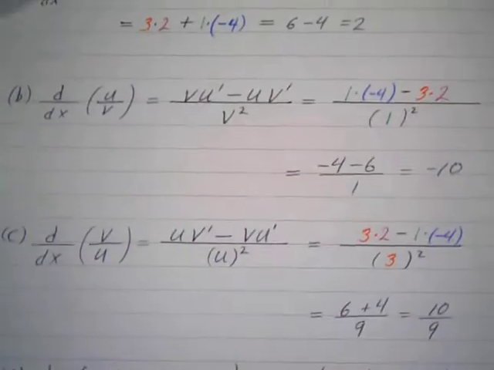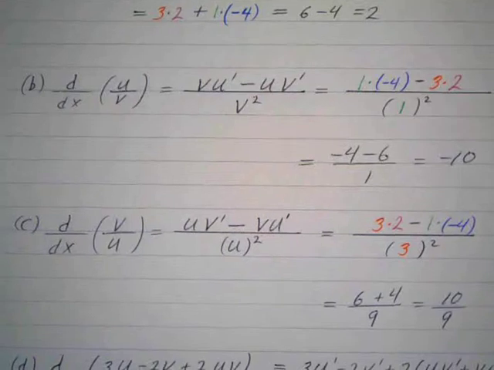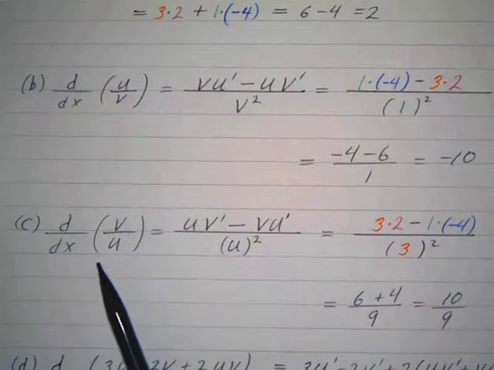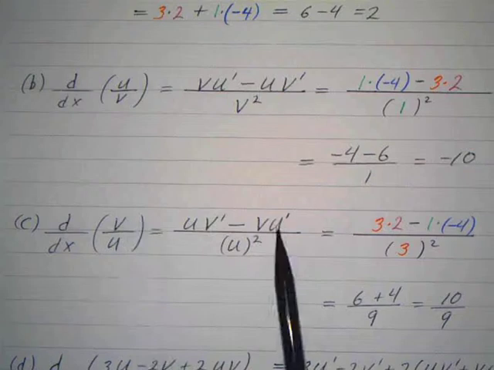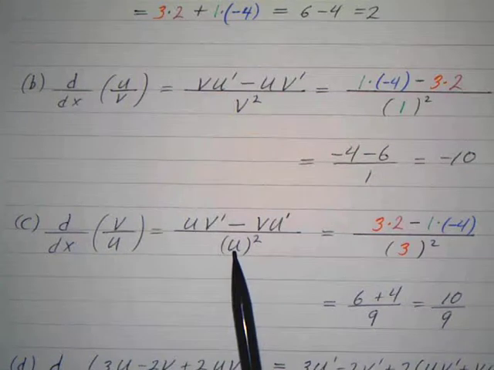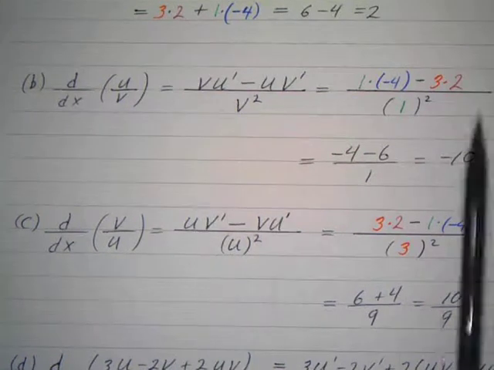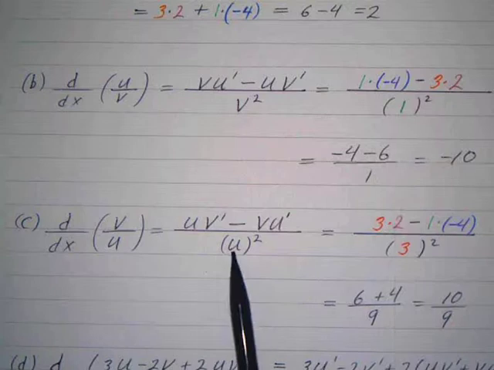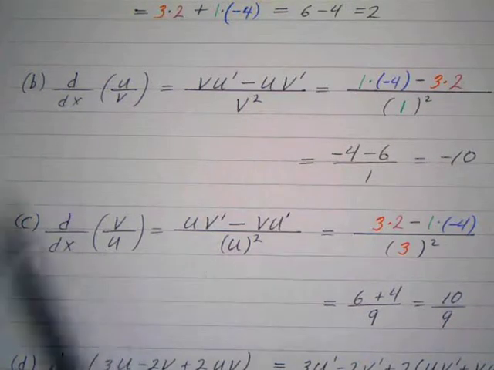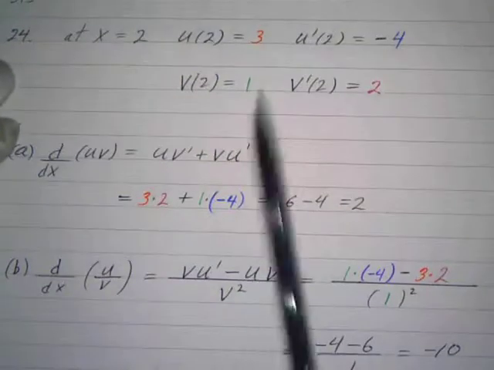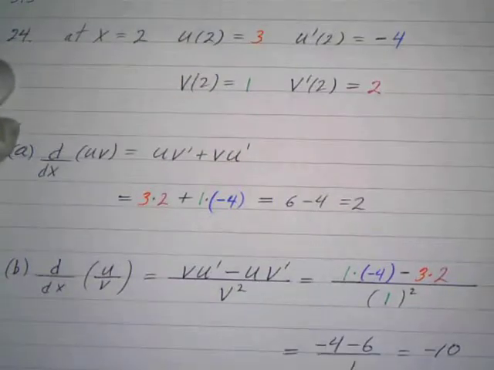And then they just wanted you to reverse it, so take the reciprocal, so we took the derivative of v over u. And again, low d high, less high d low, denominator squared below. And again, we have these values, but basically we're just reversing these. And then we have a little different denominator, because u was 3. If you look way up here, u at 2 is 3. That's going to go here.